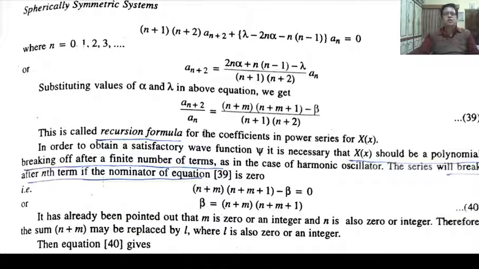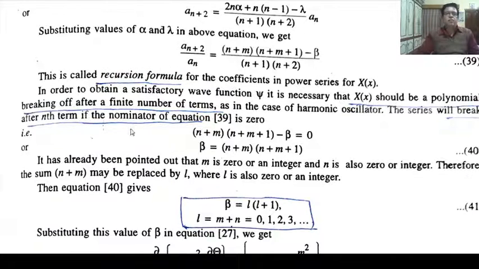So the recursion relation is a(n+2)/an = [n(n + 2m + 1) + m(m + 1) − β]/[(n + 1)(n + 2)]. This is called the recursion formula for the coefficients in the power series of X. In order to obtain a satisfactory wave function psi, it is necessary that X should be a polynomial breaking off after a finite number of terms.